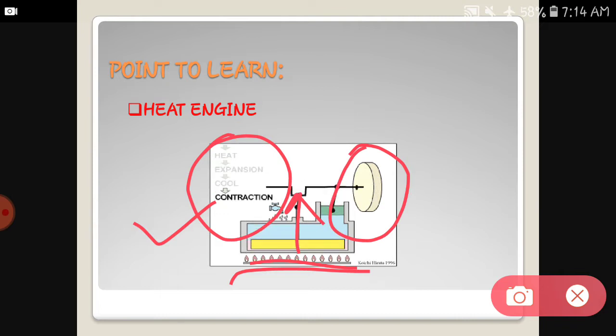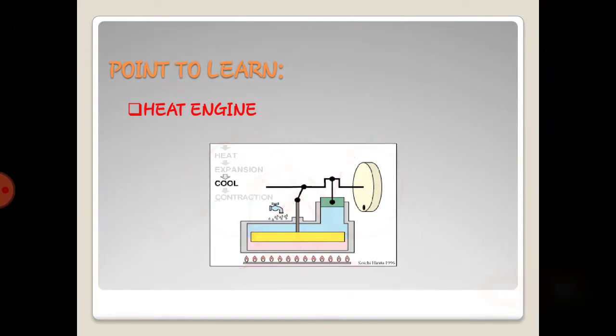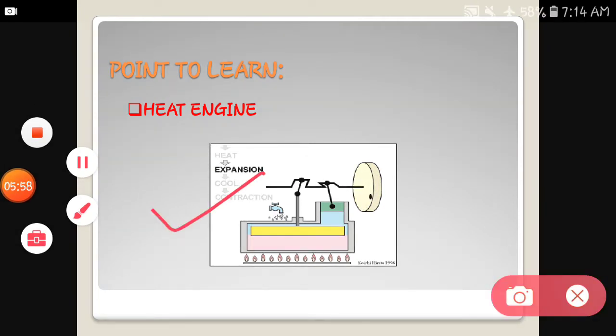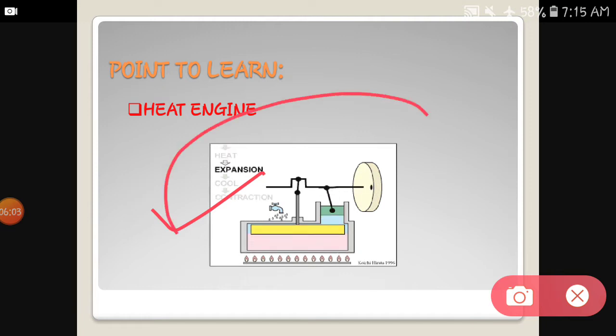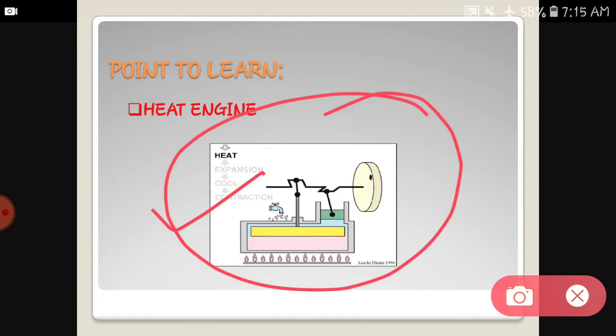To remove that, we have given a tap over here. That tap is cooling the working substance. This is not the exact heat engine that we are going to discuss. We are just going to see the basics about heat engine, and this is an example of it. So let's move towards the lecture, which will give you an idea about the heat engine.